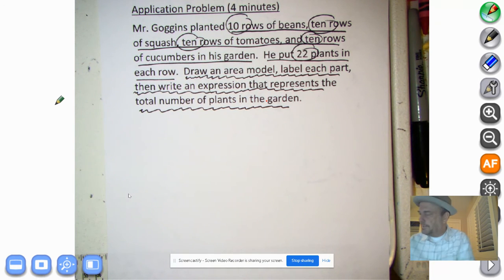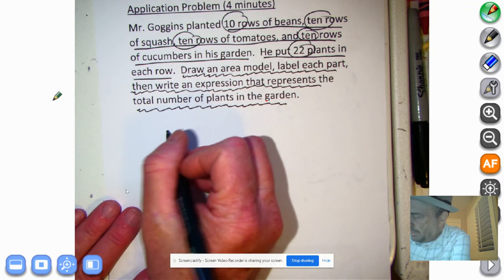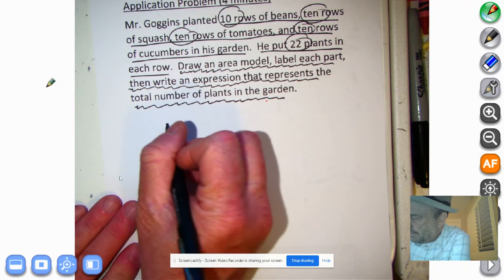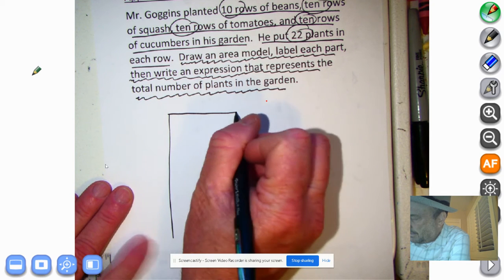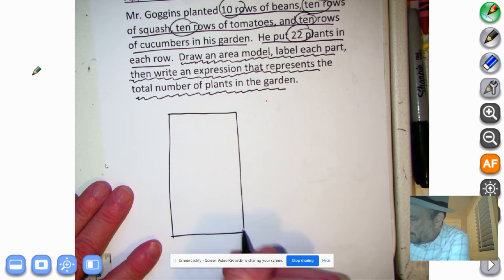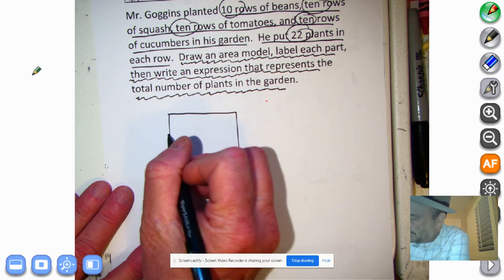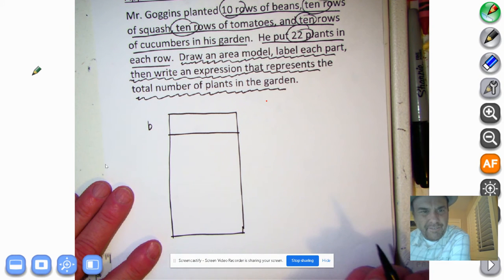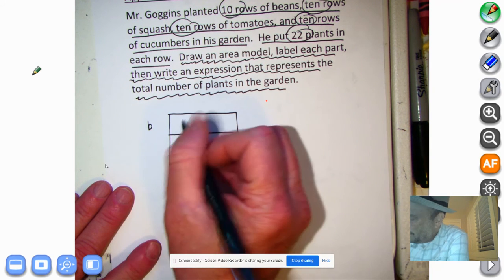All right, let's think about this. Okay, here's his garden. And what does he have? He has 10 rows of beans. I'll just put a B there. We don't need to write it out.